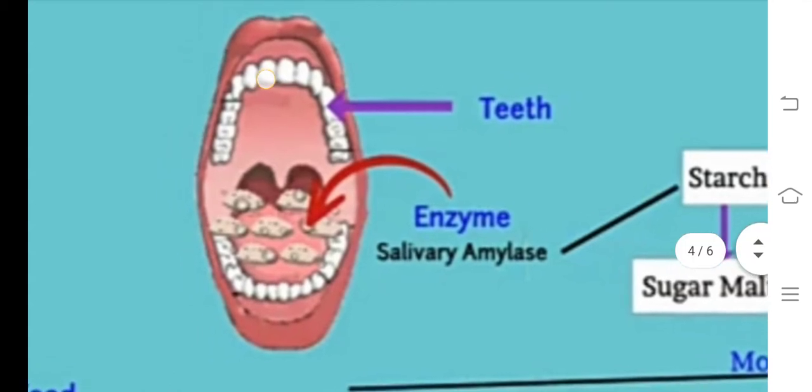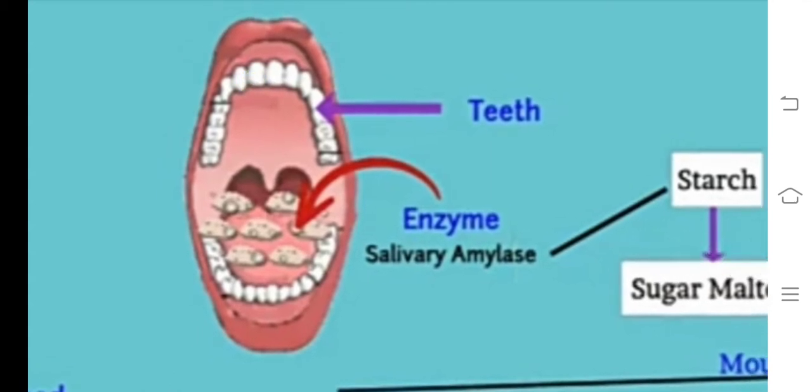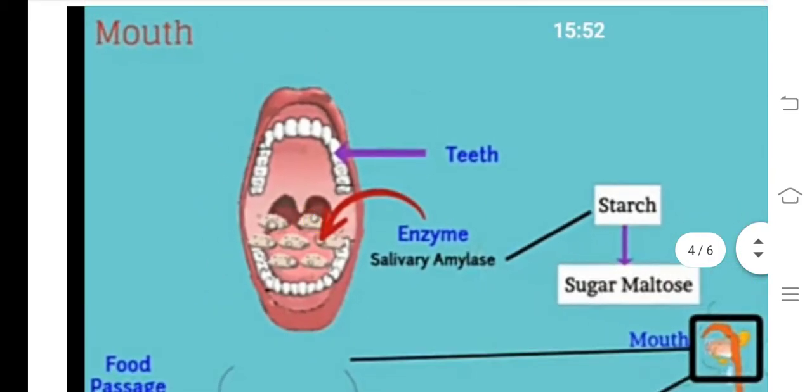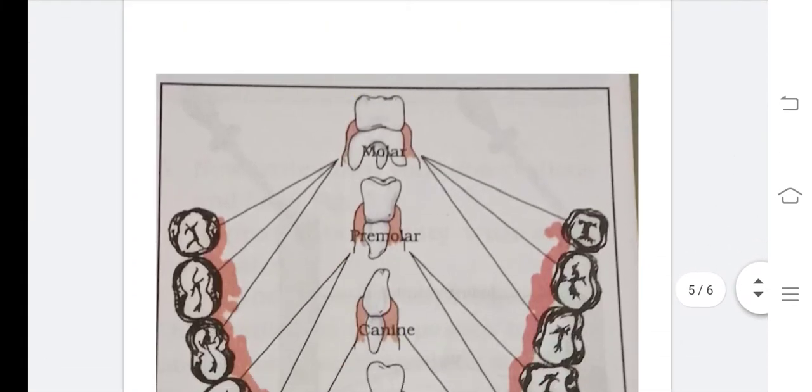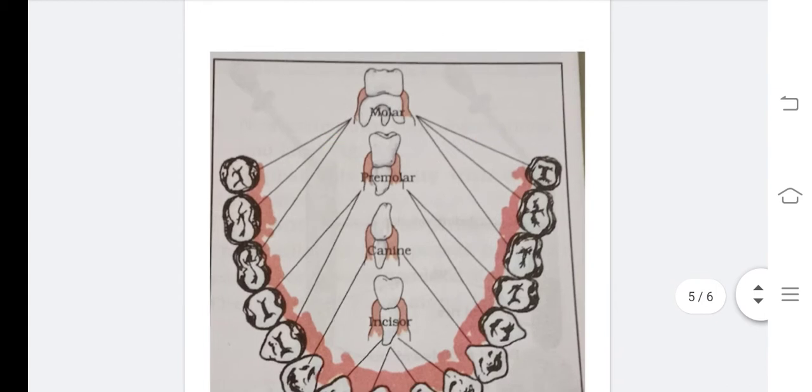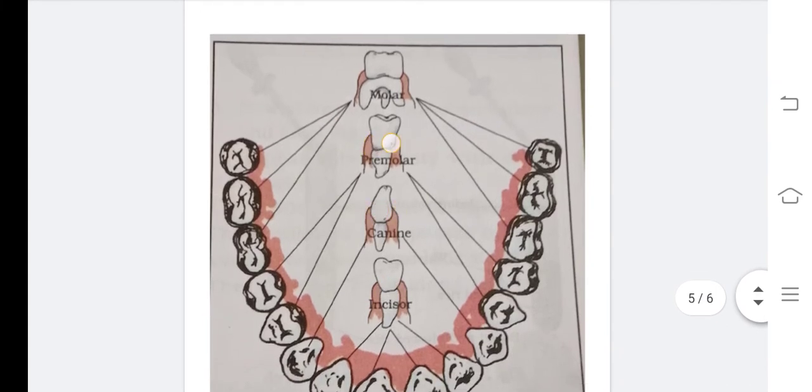Teeth play a very important role in digestion. As we have studied in previous classes, there are two sets of teeth: milk teeth, also called temporary teeth, and permanent teeth. Milk teeth are replaced by permanent teeth at the age of 8 to 10 years. There are 32 permanent teeth. Based on function, the teeth are categorized into four different types: incisors, canines, premolars, and molars.